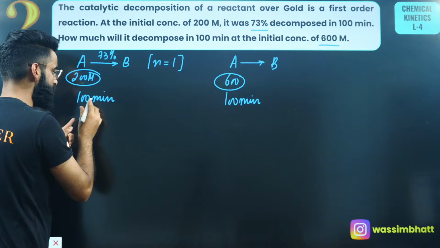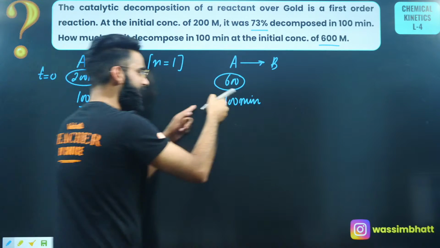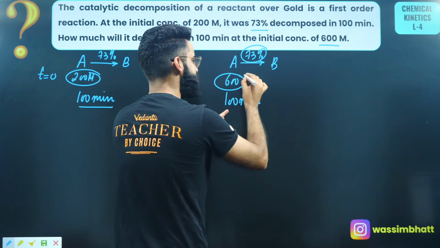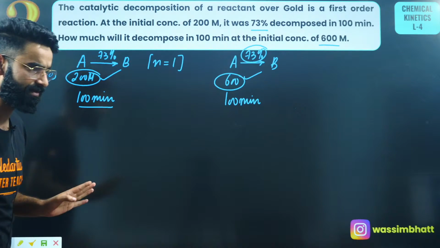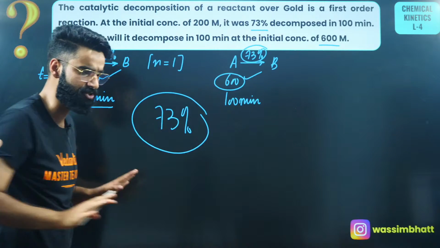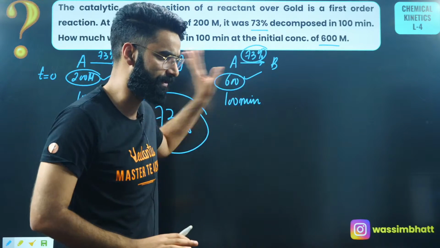73% of this reaction was completed in 100 minutes. So again, in 100 minutes, only 73% of the reaction will be completed because it's independent of the initial concentration of reactants. So the answer to this question is simply 73%. No need to do any sort of calculation in this question if you know the concept.